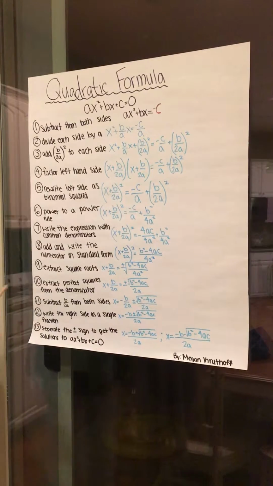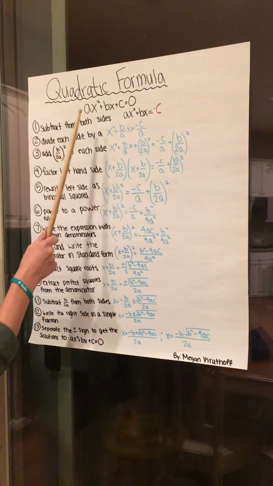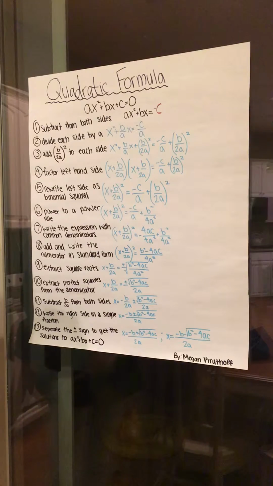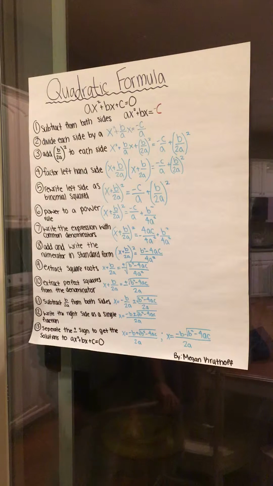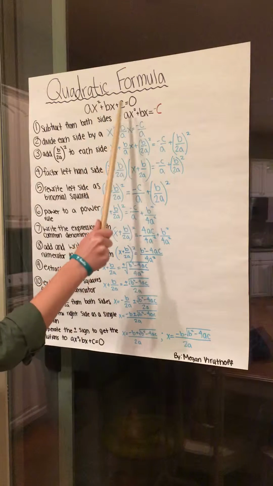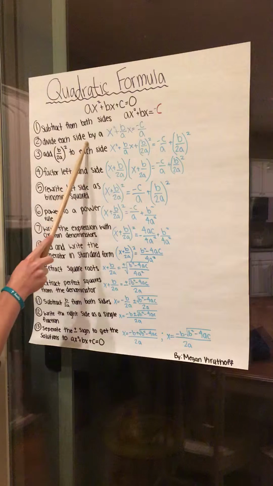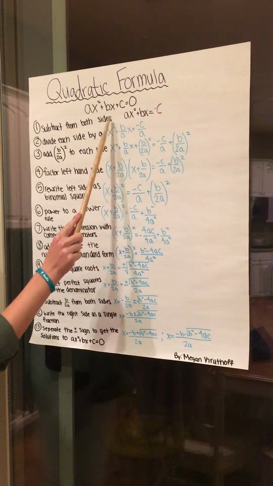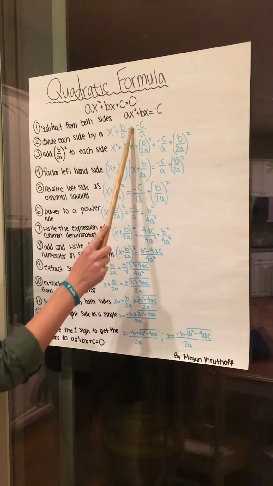This is how you derive the quadratic formula. So if we have ax squared plus bx plus c equals 0, the first step would be to subtract c from both sides. So it would be equal to ax squared plus bx equals minus c, because you're subtracting the c. And then the second step is to divide each side by a. So you're going to divide b over a, c over a, and a over a, which cancels out.